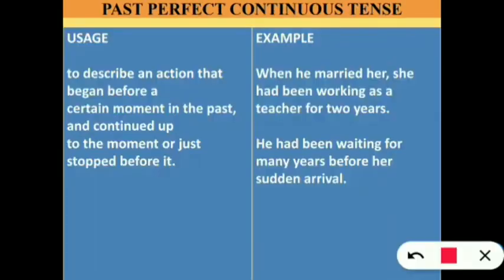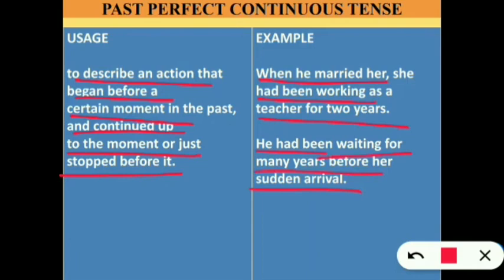Let's see the uses. To describe an action that began before a certain moment in the past and continued up to the moment or just stopped before it. So here, let's see the examples to make it clear. When he married her, she had been working as a teacher for 2 years. He had been waiting for many years before her sudden arrival. So here in these two cases we find continued work up to the moment or just stopped before the utterance of the sentence.